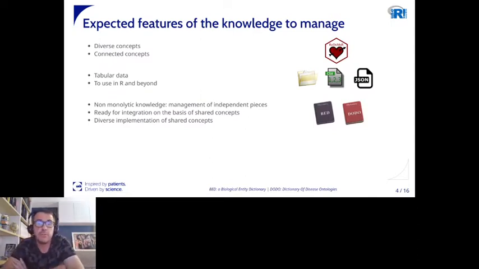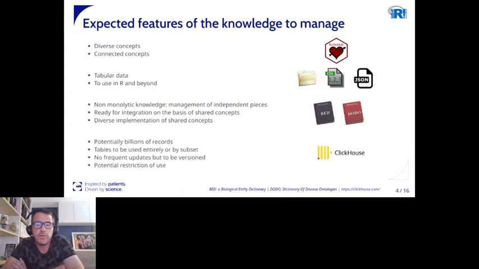Data supporting the knowledge can be quite large, depending on the scope. And we want, depending on the context, either to use the corresponding tables as a whole or by subset. Also, the knowledge information is not supposed to be updated very frequently, but it can still be valuable to keep track of the different versions of this knowledge, which by nature tends to evolve. Finally, some data are more sensitive than the others or come with a license restriction, which can limit their use to a set of users. All these different features led to the choice of the ClickHouse database management system for spreading the knowledge internally.